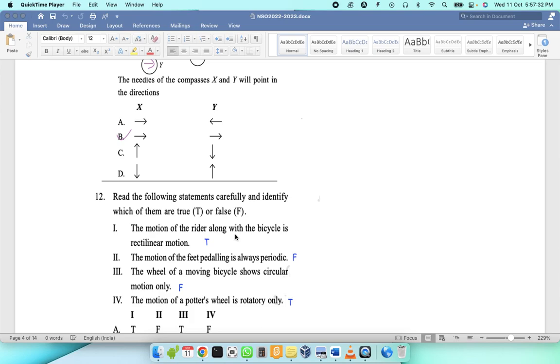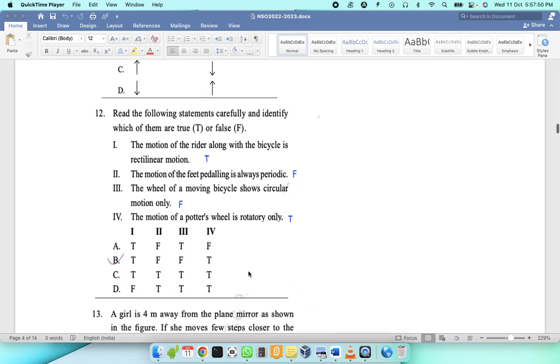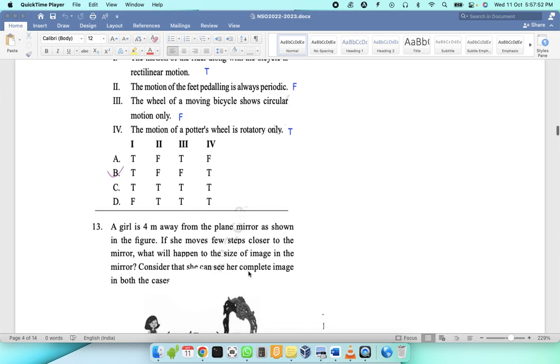The wheel of a moving bicycle shows circular motion only. This is false as the motion is circular and rectilinear also. The motion of a potter's wheel is rotatory only. It is true as the motion of the potter's wheel is rotatory only. So here the answer is B.